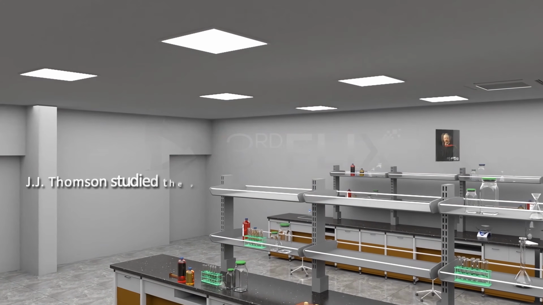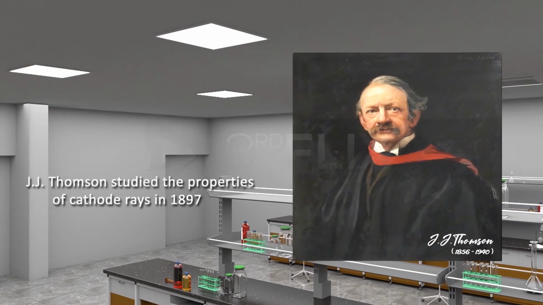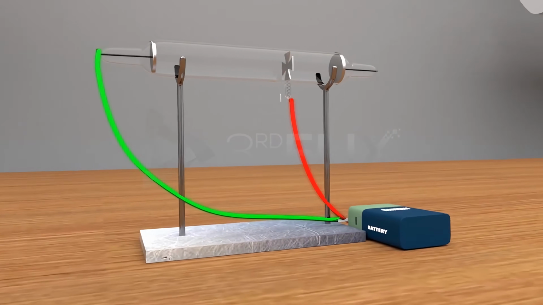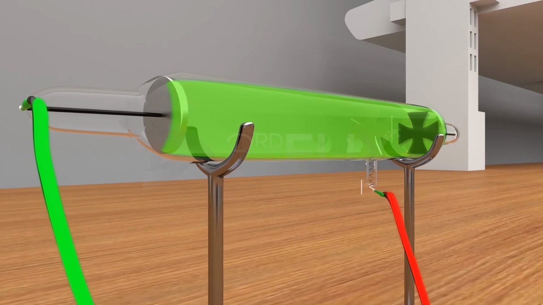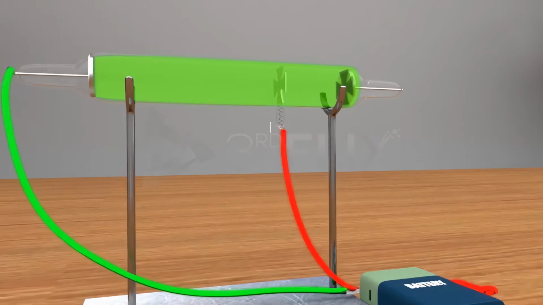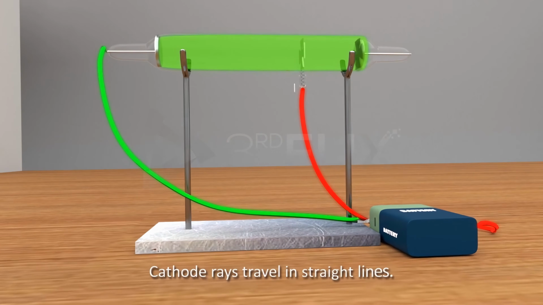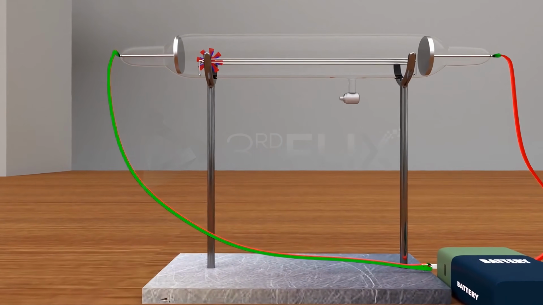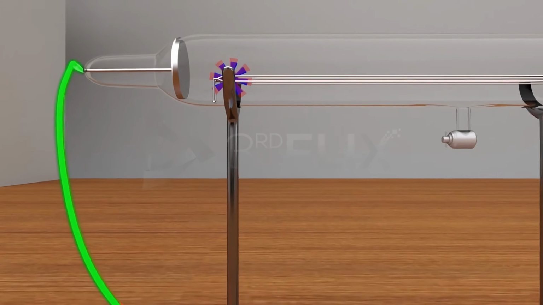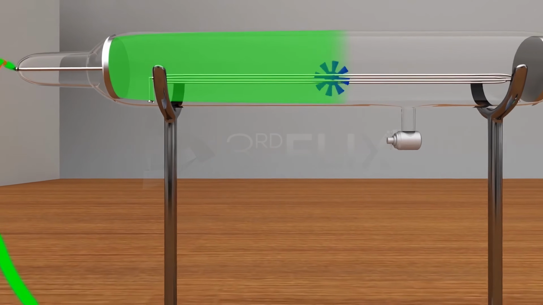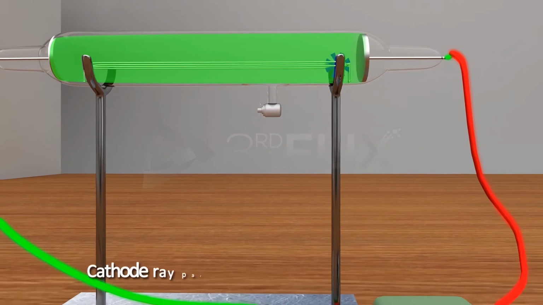J. J. Thomson in 1897 studied the properties of these cathode rays through a series of experiments. He observed that when an opaque object is placed in the path of cathode rays, a sharp shadow was formed. This led him to conclude that cathode rays travel in a straight line. In one of his experiments, a pinwheel was found to rotate when placed in the path of cathode rays. This helped him to conclude that cathode rays are made of particles that produced mechanical motion.